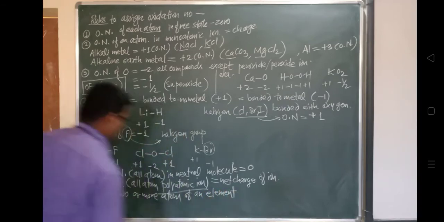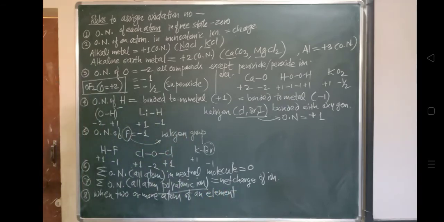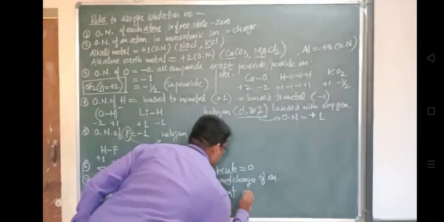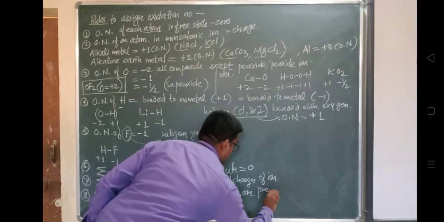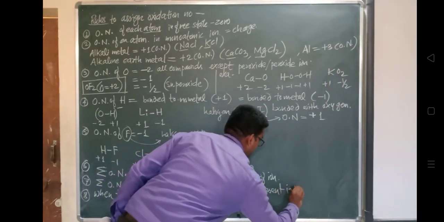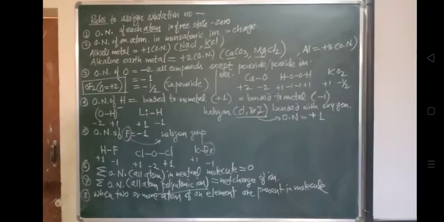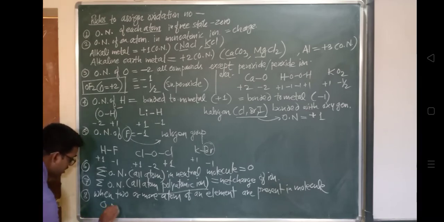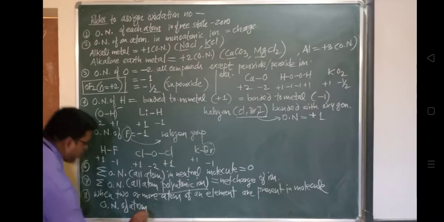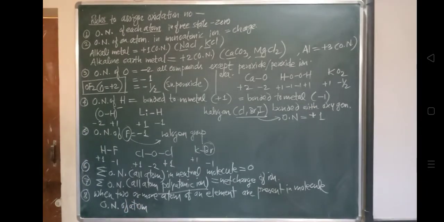Okay, atom ही बोल दिया. When two or more atoms of an element are present in a molecule or an ion, how can we find out the oxidation number of that atom?